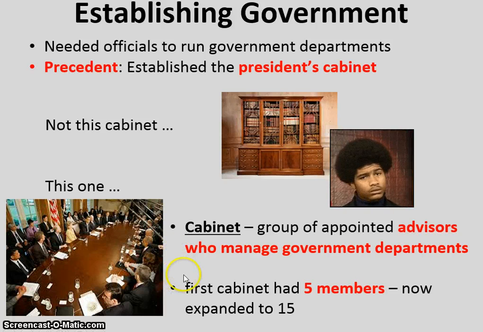Now, the first cabinet had 5 members who we'll meet here in just a moment. The modern presidential cabinet has been expanded to 15. In this picture, we see President Barack Obama meeting with his cabinet officials. Now, these cabinet officials, just like federal judges, must be appointed by the president and then confirmed by the Senate.